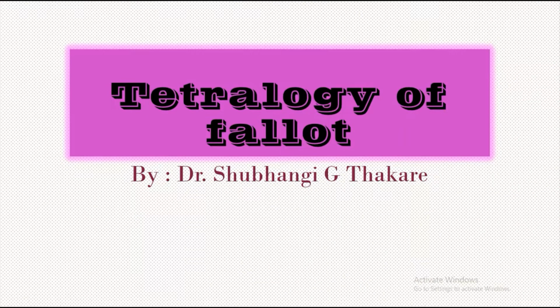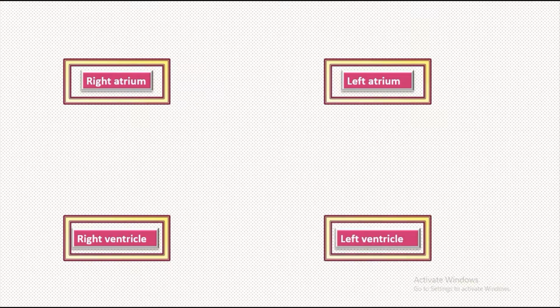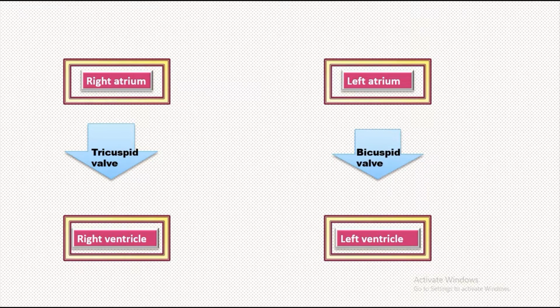Firstly, we have to know about the normal adult circulation, so you can get the proper idea about fetal circulation, means what is the difference between two of them. As we know, our adult heart has four chambers, namely right atrium, right ventricle, left atrium and the left ventricle. Between these chambers there are valves present. Between the right atrium and the right ventricle, the tricuspid valve is present, and between the left atrium and the left ventricle, the bicuspid valve is present.